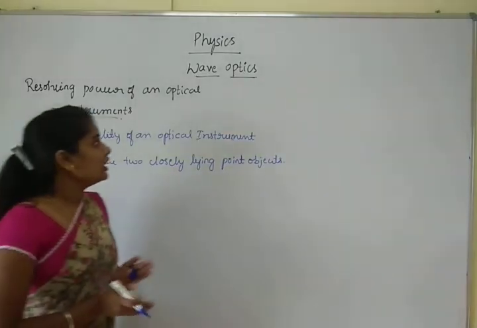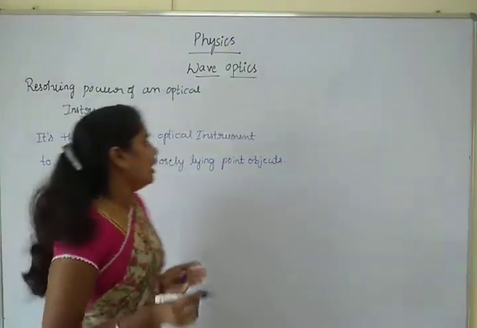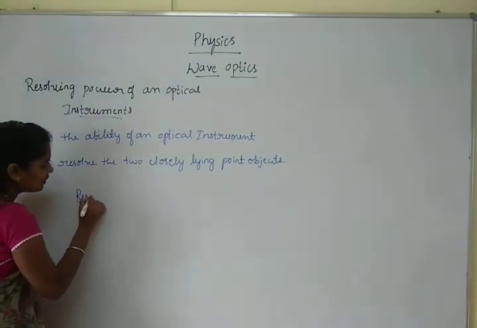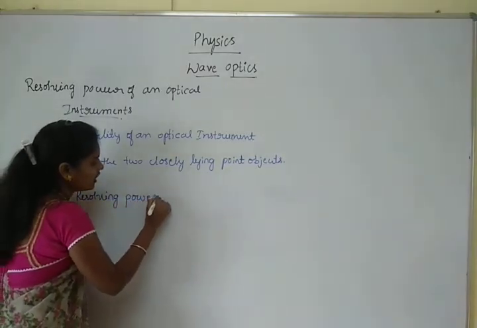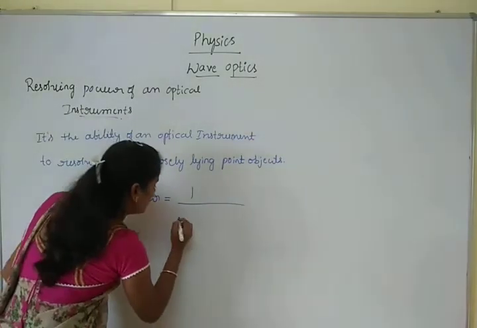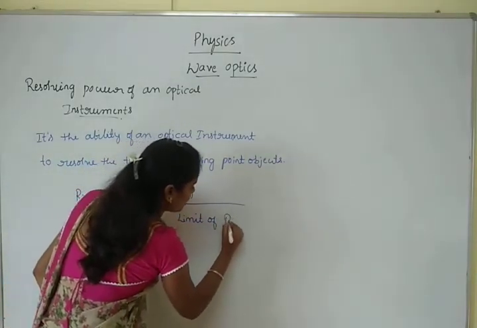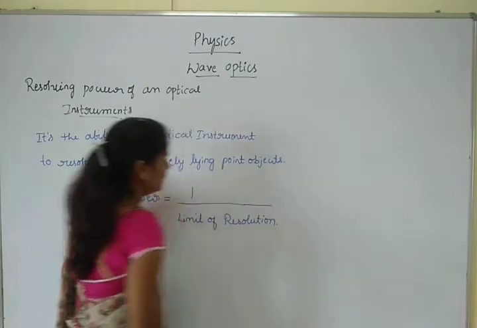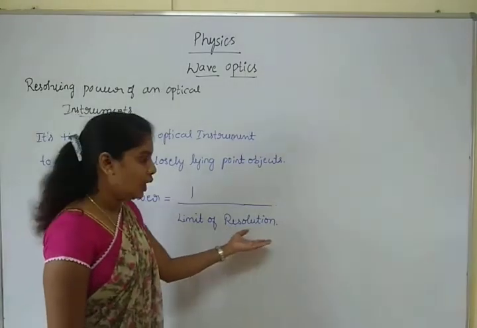Then, how does the resolving power of an optical instrument depend on the limit of resolution? An expression like this: resolving power is inversely proportional to the limit of resolution of an instrument. This is the relationship between the resolving power and the limit of resolution of an optical instrument.